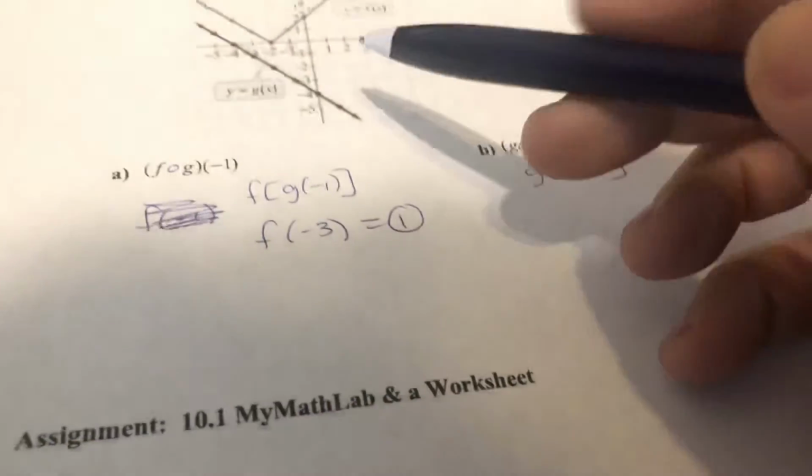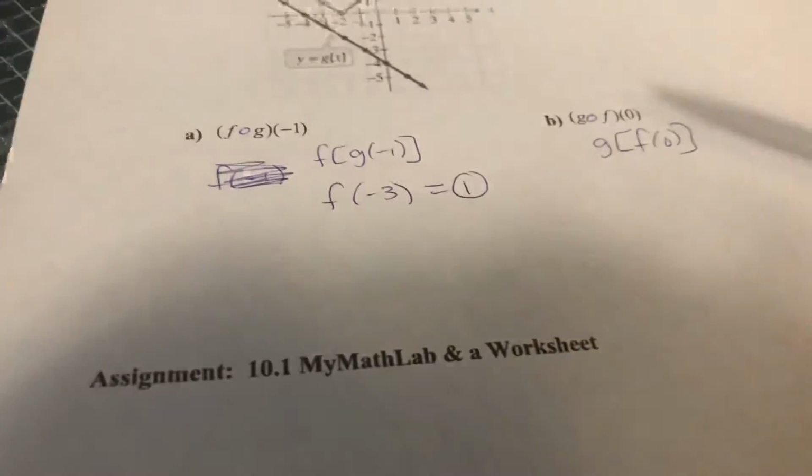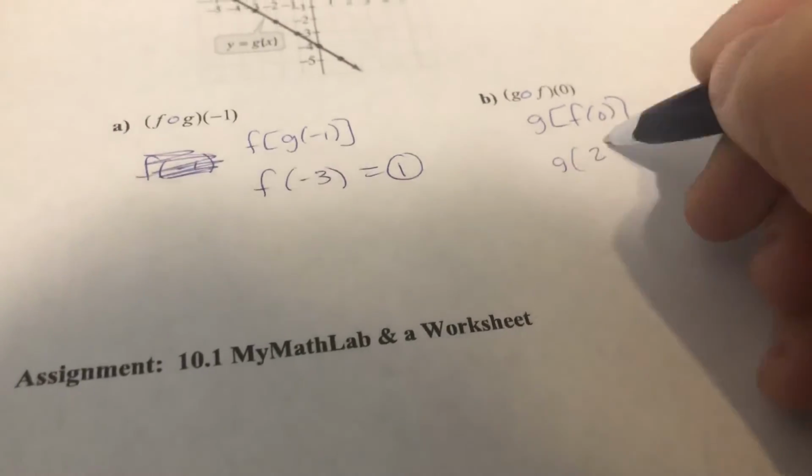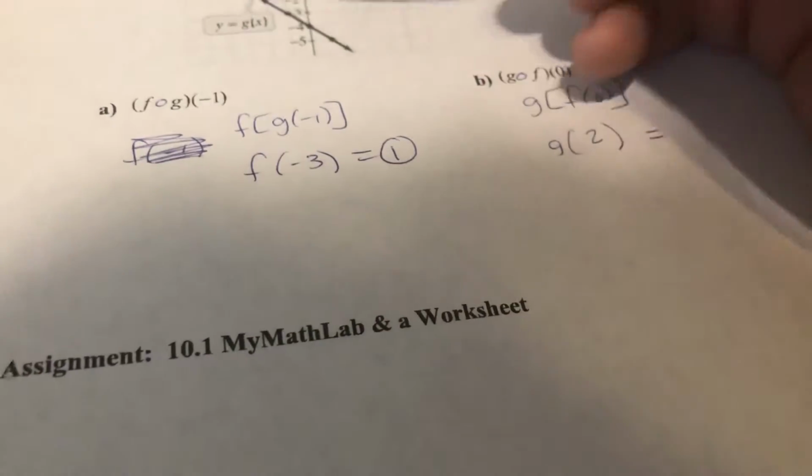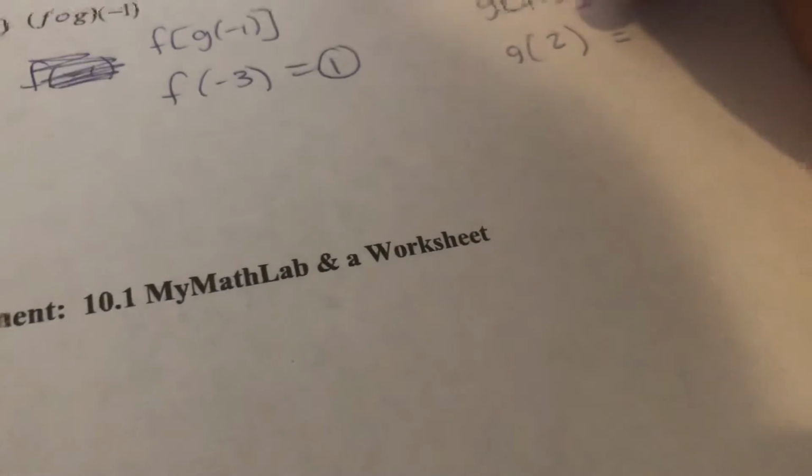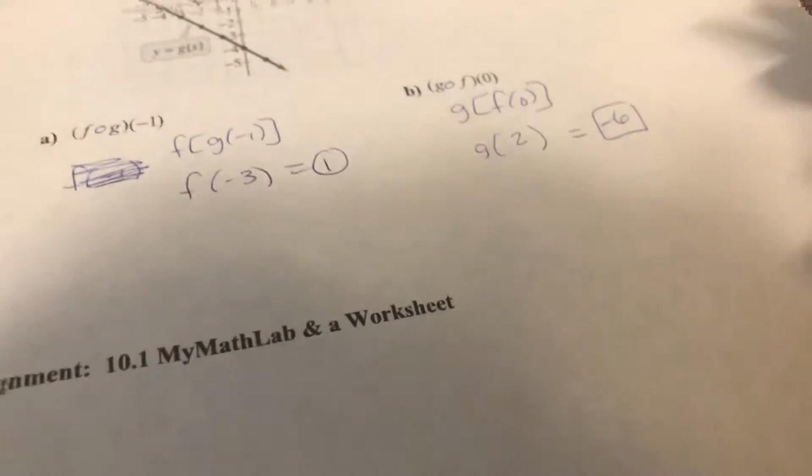f of 0 is the absolute value. So f of 0 is 2. So now the problem says to find g of 2, which is the line. g of 2 is negative 6.